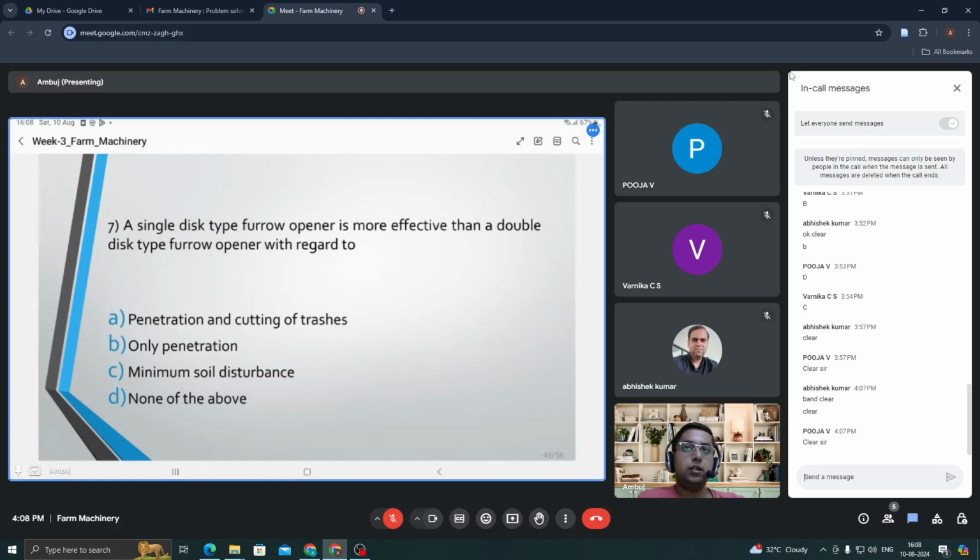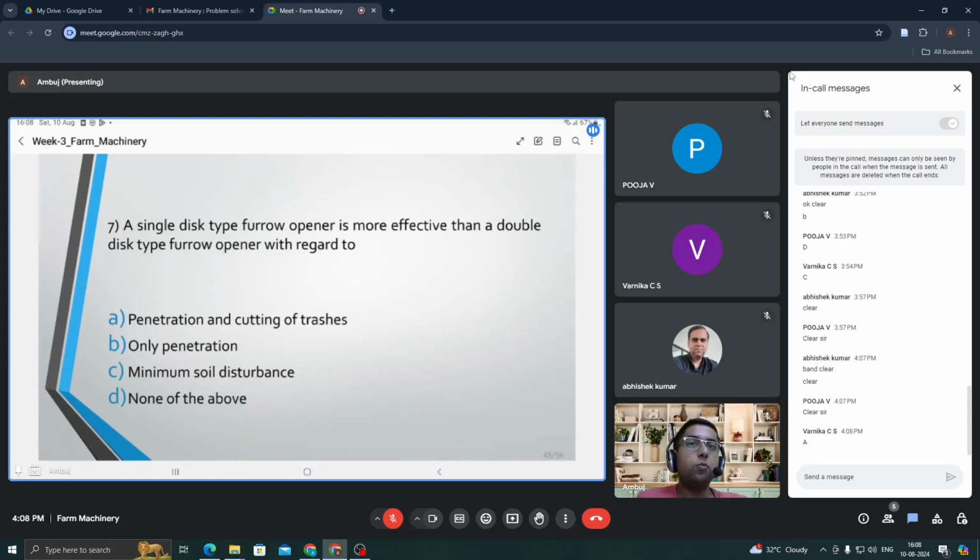Okay. See here, every other factor I have eliminated. I am just changing the number of discs. Okay. Single disc type furrow opener or double disc type furrow opener. Don't get confused. Weight as well as the other parameters like disk angle is there. Then disk diameter is there. Everything I have kept the same. Now I have just changed the number of disks from 1 to 2. So regarding that the question has been framed.